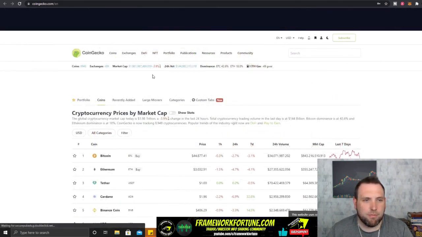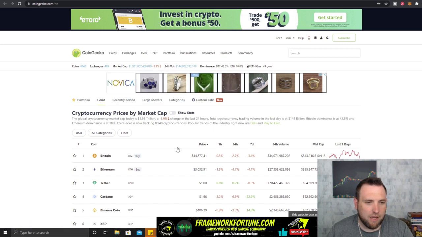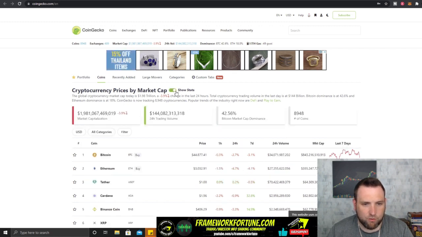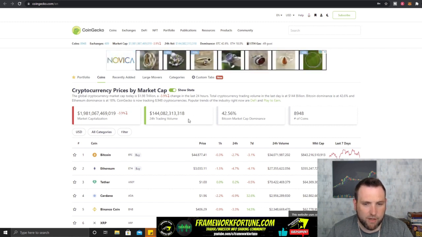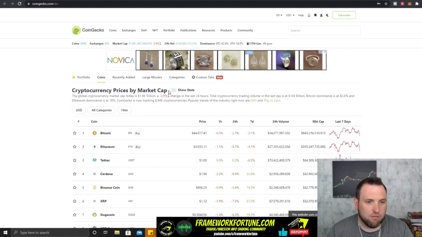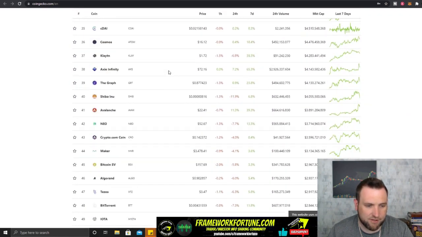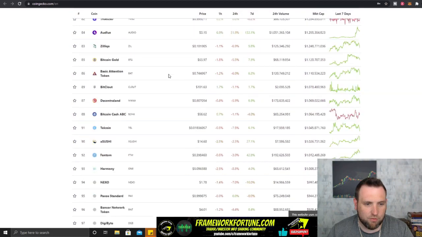So when you come to the first page of CoinGecko, you're going to have cryptocurrency prices by market cap. You'll have this little tab there. You can show the statistics. If you want to toggle that on, you can see the complete market capitalization, the 24-hour trading volume. Right there you've got Bitcoin's market cap dominance, 42%, and then the number of coins that CoinGecko is showing, which is 8,948. There's a lot of coins. Well, you can click that off, and then you'll have this whole list of those 8,000-something coins that you can go through and check out.